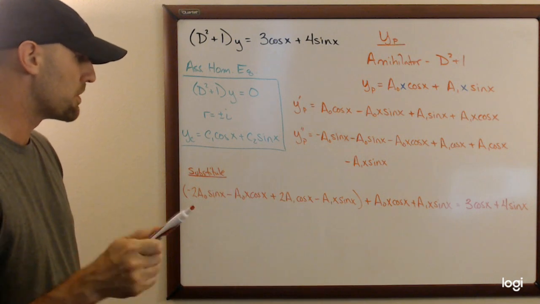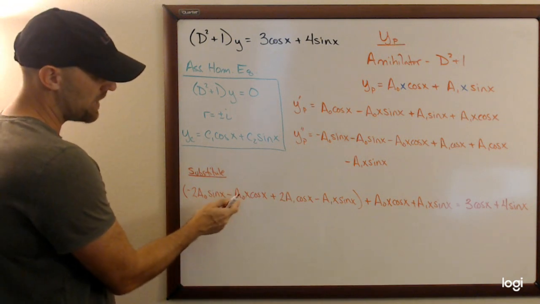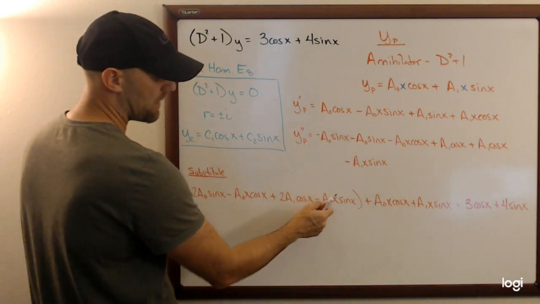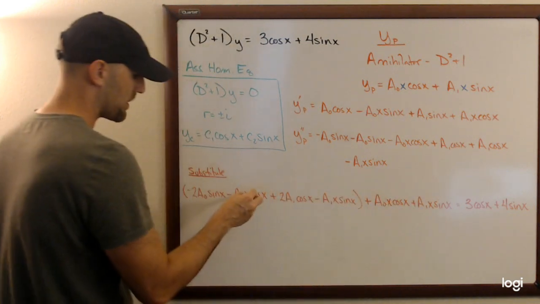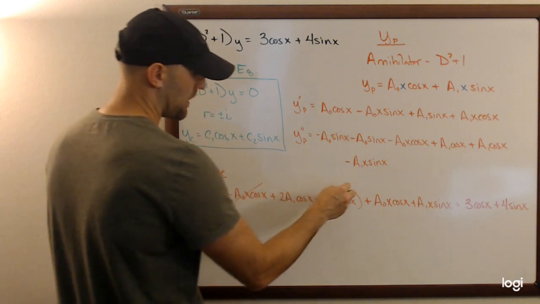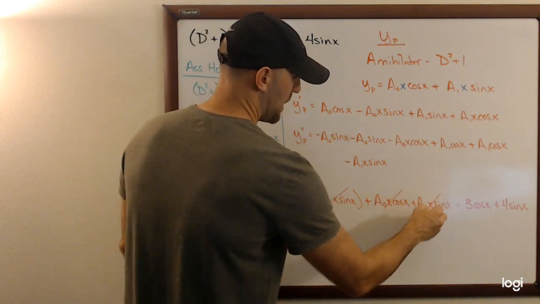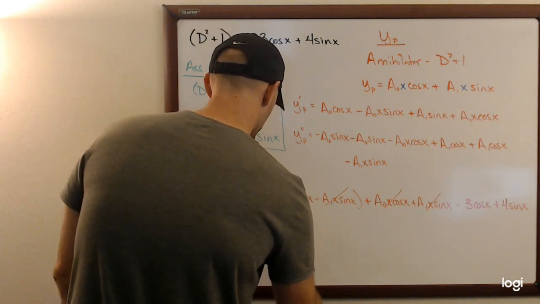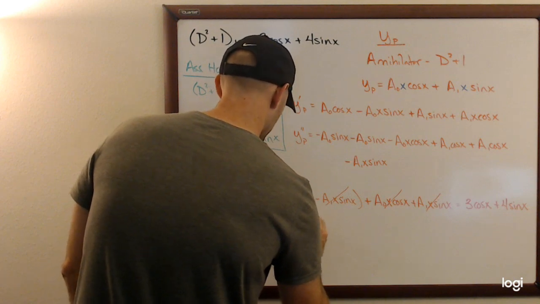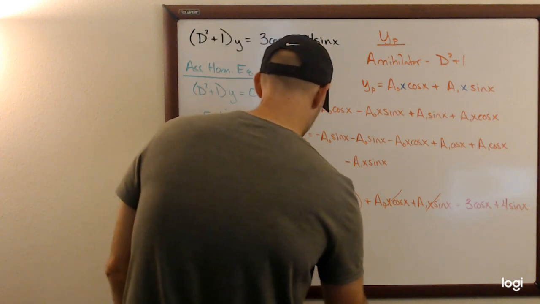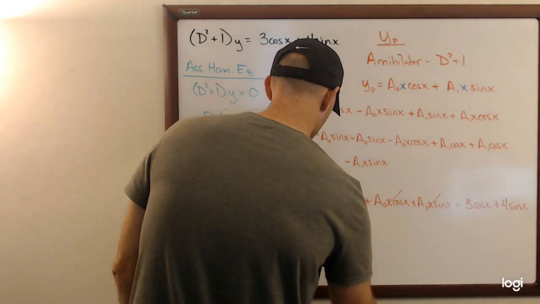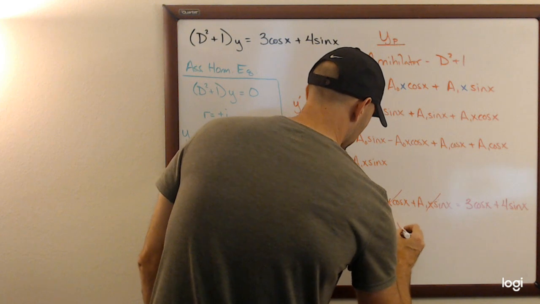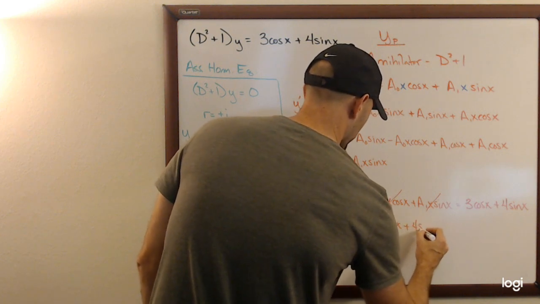And it starts with some simplification. You'll notice that I have negative a naught x sine x and positive a naught x sine x. And I also have negative a1 x sine x and positive a1 x sine x. So that simplifies this very nicely. And all of a sudden I've got many, many fewer terms, right? So the only thing left over after that is I've got negative 2 a naught sine x plus 2 a1 cosine x is equal to 3 cosine x plus 4 sine x.